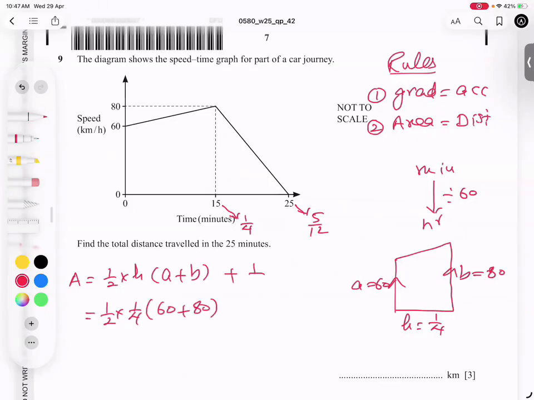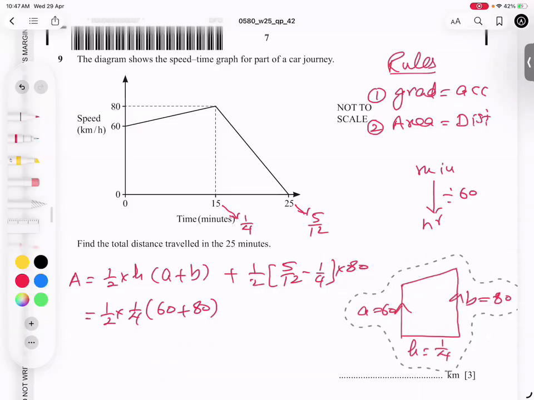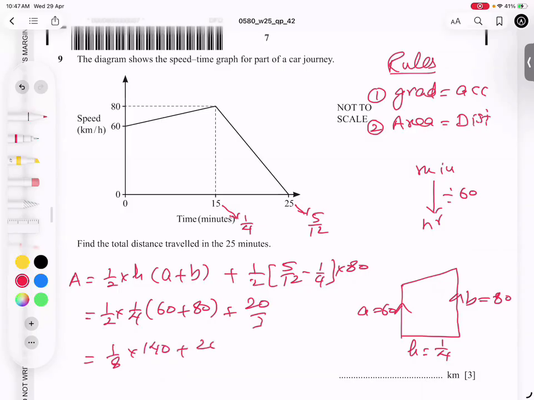Clear. Now the triangle area. So the gap is this and the height is this. Half into base into height. So for the base, we have to subtract 5 over 12 minus 1/4, and the height is 80. I think this part is very clear. Okay, students, now I'm going to finalize it. And what is coming in fraction form, students? You can check in the calculator. So 40 times in the bracket 5 divided by 12 minus 1 divided by 4, and I'm getting here 20 by 3. And finally, I'm writing this is 1 over 8 into 140 plus 20 over 3.